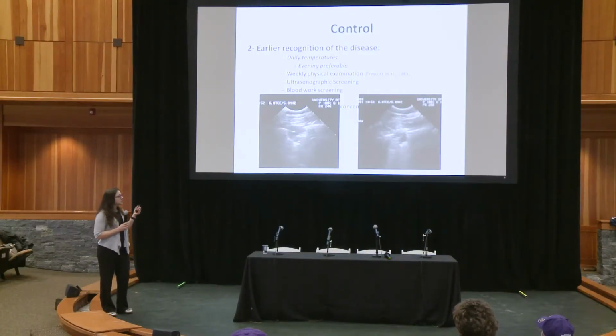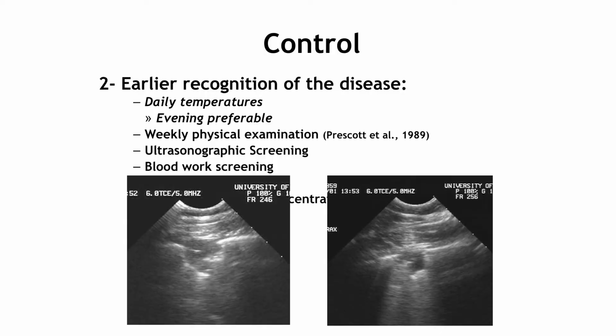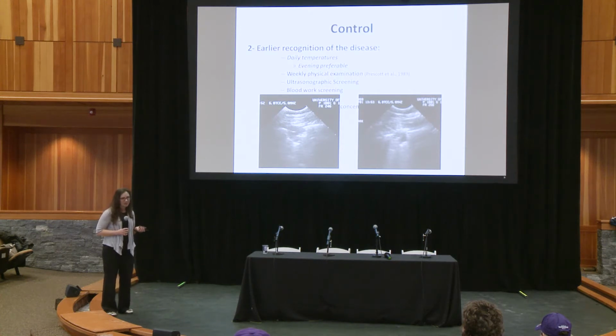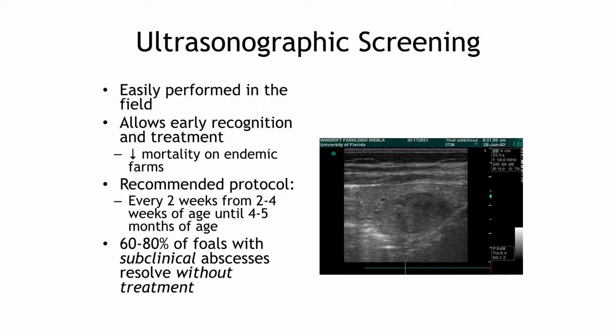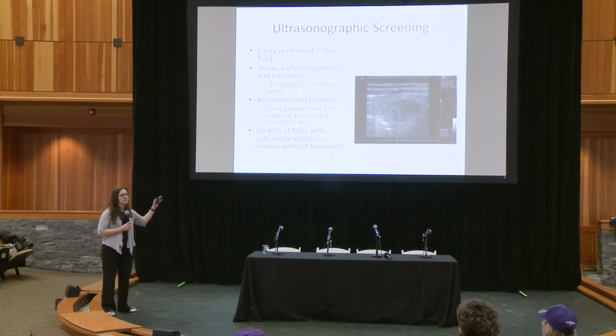There have been a lot of screening programs for Rhodococcus developed. I'm going to talk about ultrasound screening next, and then using blood work. Again, ultrasound is quick and easy to do. The same rectal probe that we use for checking mares is good at picking up abscesses in the lungs. This has definitely allowed early recognition and treatment of Rhodococcus on these endemic farms and has allowed us to decrease mortality. It is now the exception that I see a foal that looks like that first picture I showed you that's really ill-thrifty, and no one noticed that it looked like that. We've gotten a lot better.